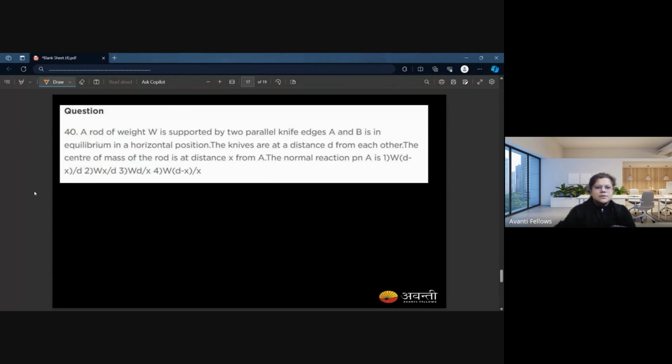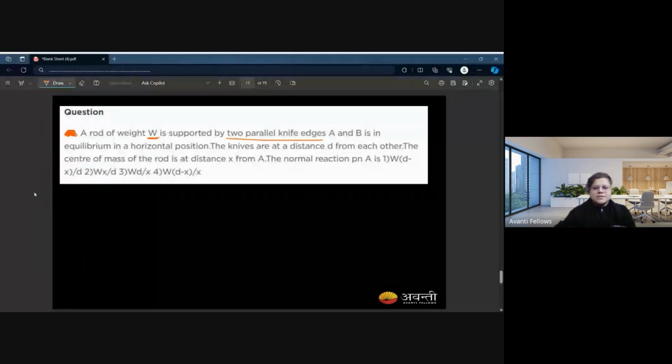It says, let's ignore it. A rod of weight W is supported by two parallel knife edges. Knife edges are this kind of a structure, on which you place a rod or anything. It is used in labs actually. So knife edges A and B, the rod is in equilibrium in a horizontal position. The knives are at a distance d from each other. The distance in between these two knife edges is small d.